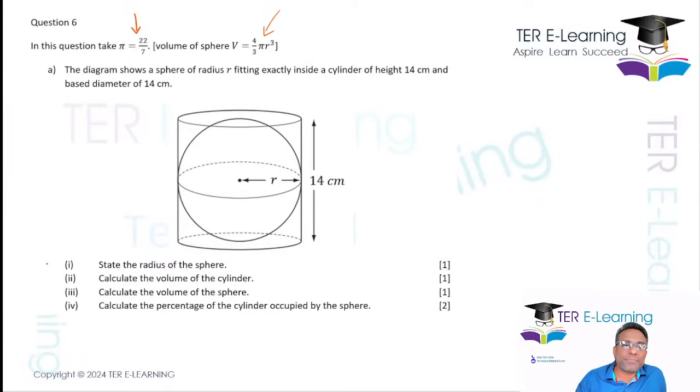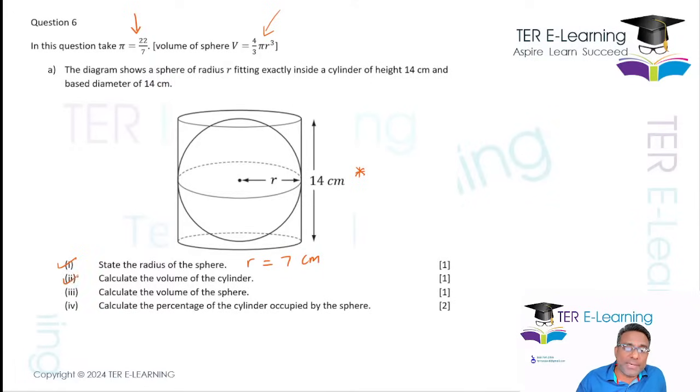Now, the first part of the question: state the radius of the sphere. Since the sphere fits exactly in the cylinder, and this here is 14 cm, the radius of the sphere has to be 14 divided by 2. Therefore, this here is 7 centimeters. That's the answer for that part.